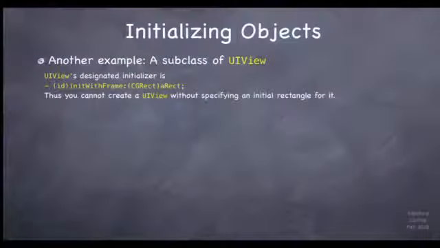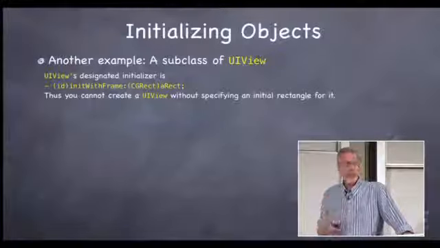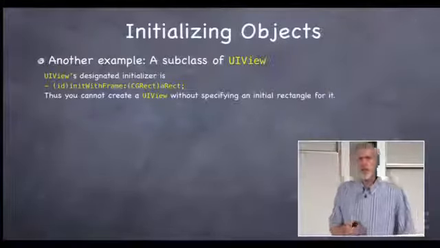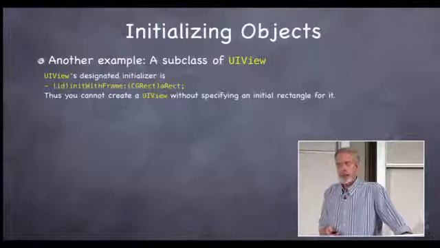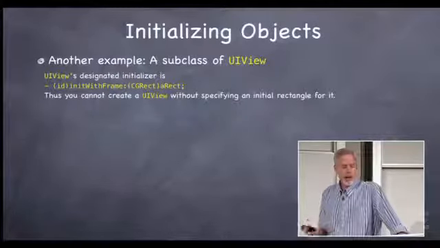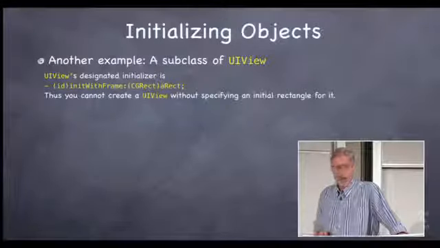All right. Let's talk about another class that you're going to subclass a lot, which is UIView. Okay, a view represents a rectangular area on the screen that you're going to draw in. Its designated initializer is initWithFrame, which takes a rectangle. So it says, where is the rectangular area on the screen? Now, you could argue, why does it need that rectangle? But the design is that it does. So you cannot create a UIView without specifying an initial rectangle for it, is the bottom line on that.